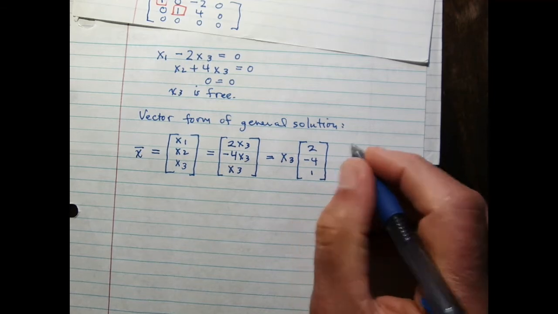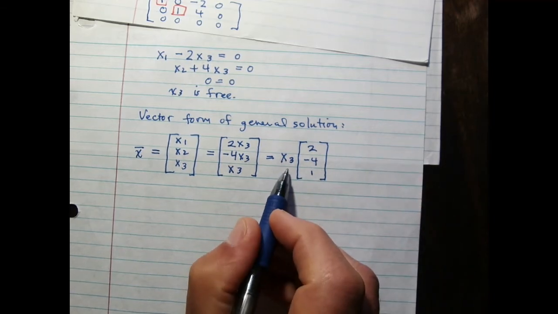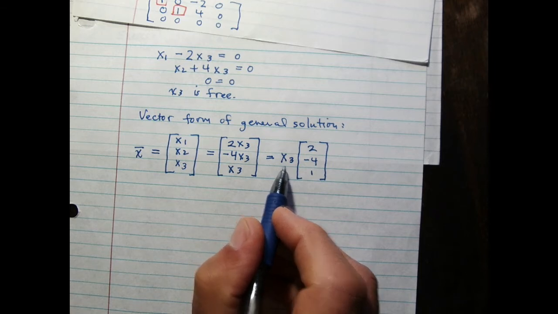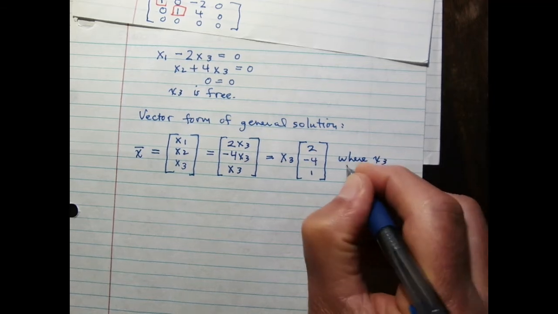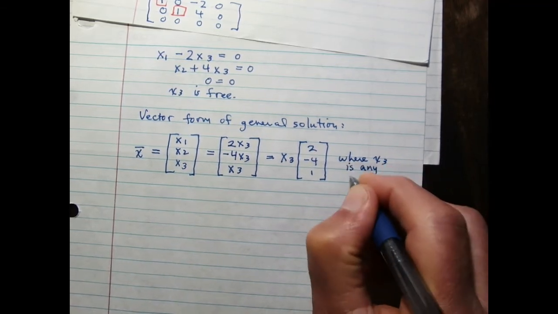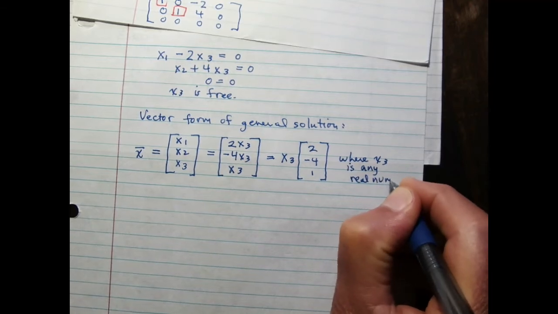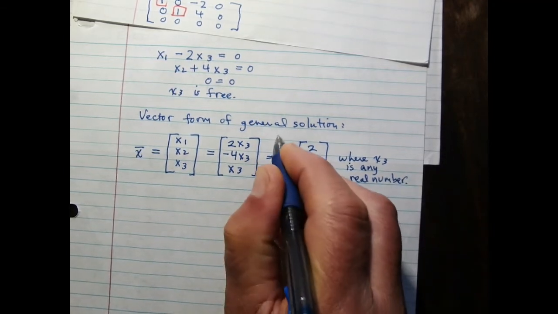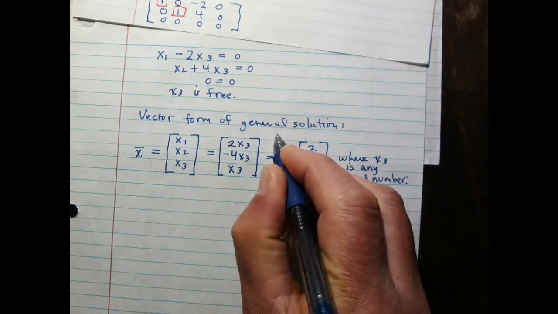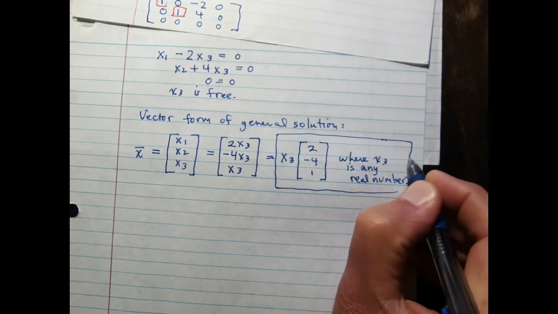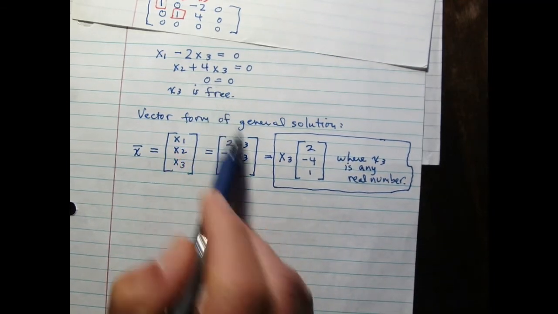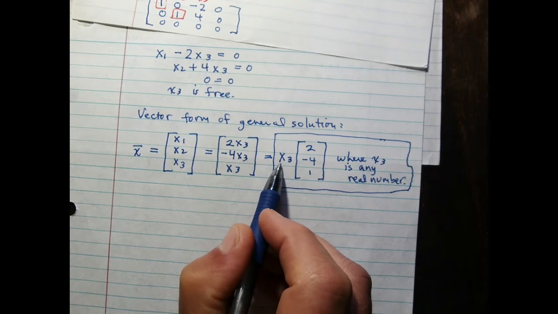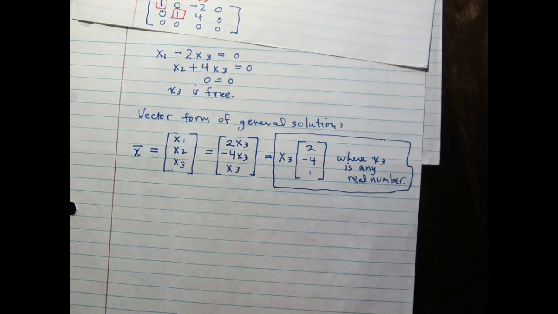I want you to write certain words here, though. What we're saying is x3 can actually be any real number at all, and we should say that. Where x3 is any real number. Because there are actually infinitely many possibilities for this general solution. Some people use a different letter other than x3 because there's no special meaning to that third variable occurring here. I could write just a letter A and say A is any real number.